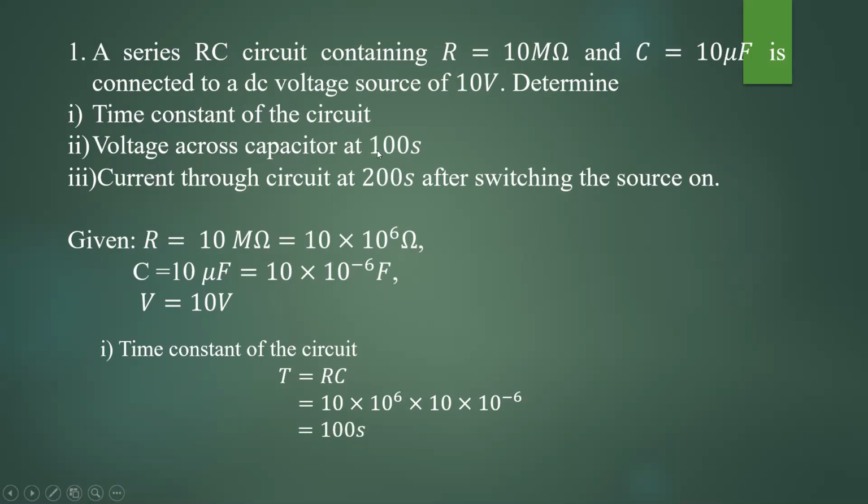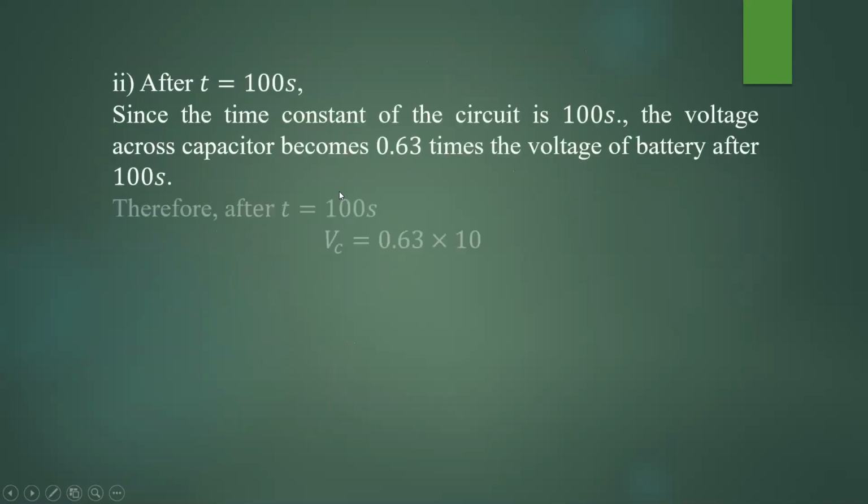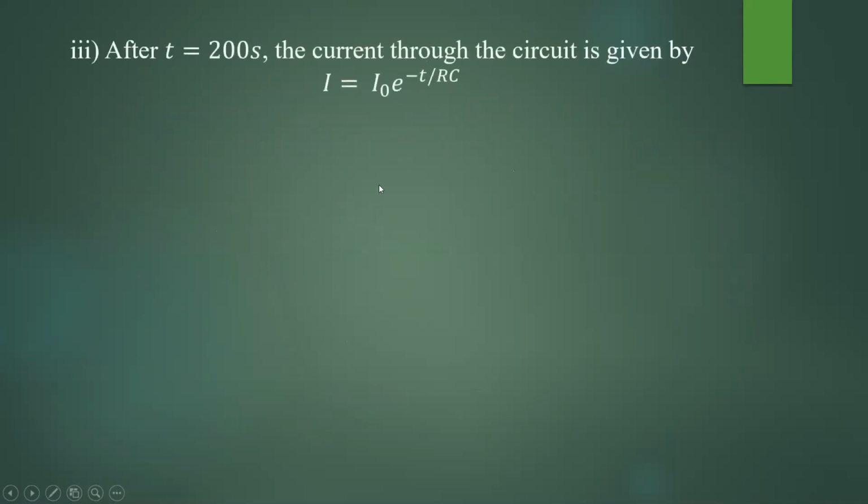Therefore, at that particular time, the voltage will be equal to 0.63 times the battery voltage. That's why, by using that technique, at t equal to 100 seconds the voltage will be 0.63 times 10 volt, that is 6.3 volt. Then in the third question, you have to find the current at t is equal to 200 seconds, and the expression for current is I is equal to I naught into e to the power minus t by RC. I naught is nothing but the voltage of the battery divided by resistance, that is the maximum current.